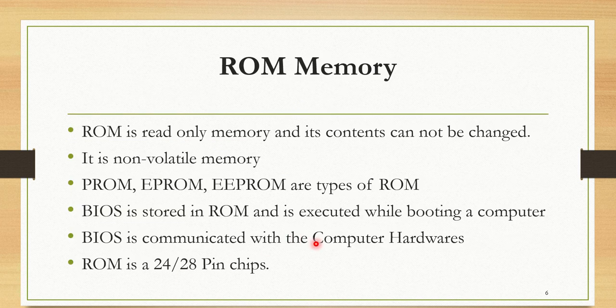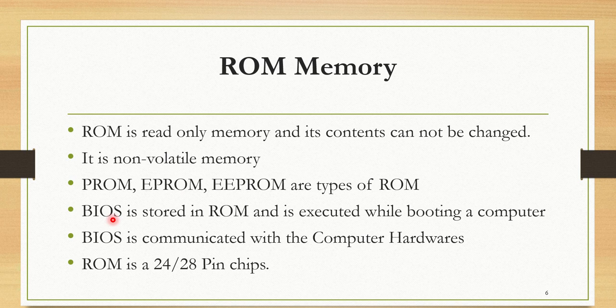Let's see what is the ROM. ROM is read-only memory and its contents cannot be changed. It is non-volatile memory. Here some basic programs come along with the ROM, and that is non-volatile. That means if power goes out, no supply, the information available on the ROM will still be available for you. ROMs have so many categories, like PROM, programmable read-only memory, then EPROM, erasable programmable read-only memory, then another, EEPROM, electronically erasable programmable read-only memory.